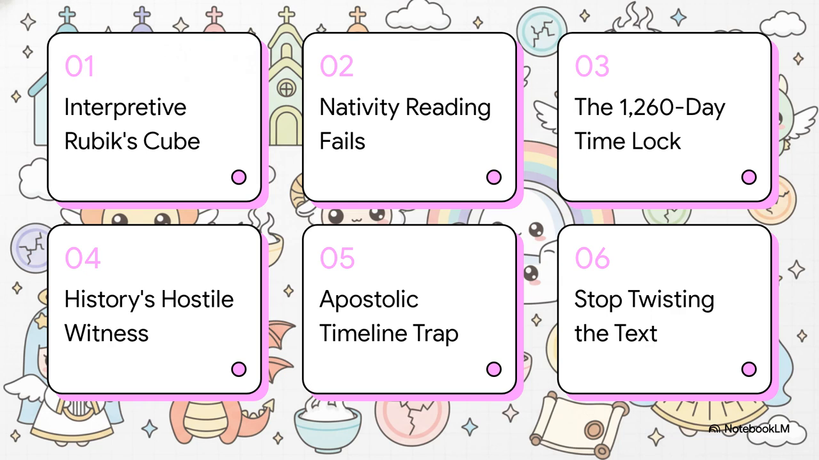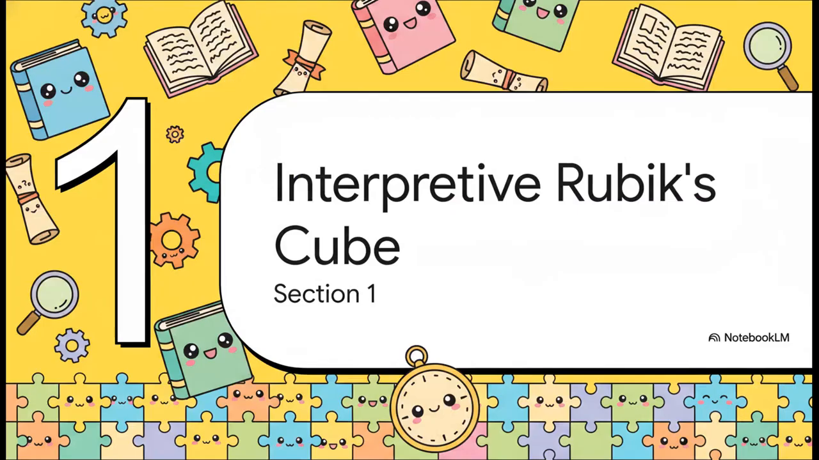To figure that out, we've got a solid docket of evidence to run through. We'll kick things off with the interpretive Rubik's Cube. Then we'll look at why the nativity reading fails, the 1260-day time lock, history's hostile witnesses, the apostolic timeline trap, and finally, why we need to stop twisting the text. All right, section 1, the interpretive Rubik's Cube.